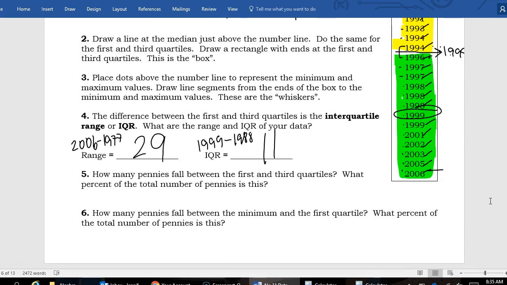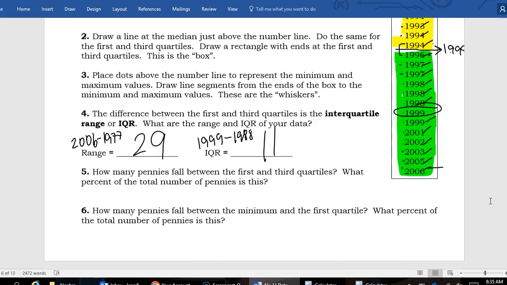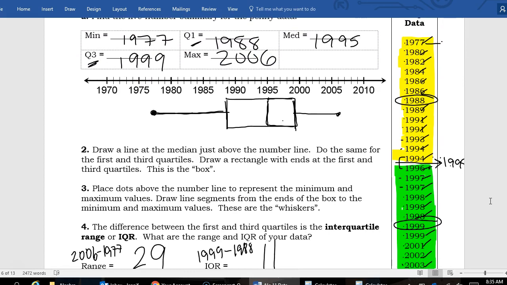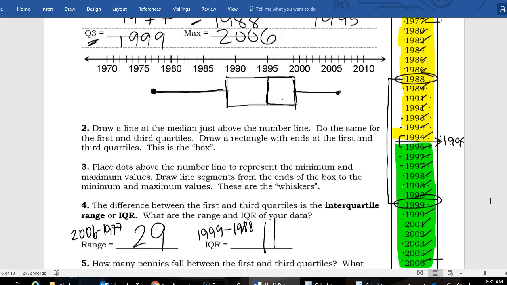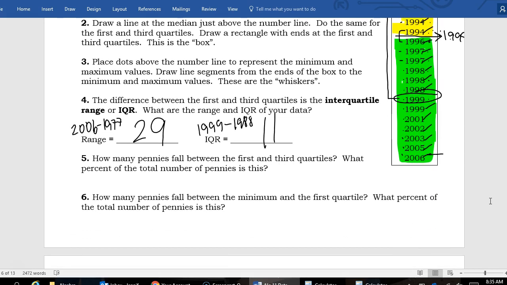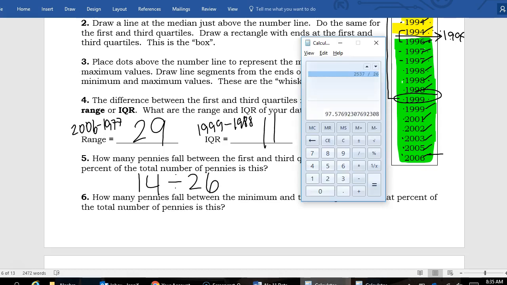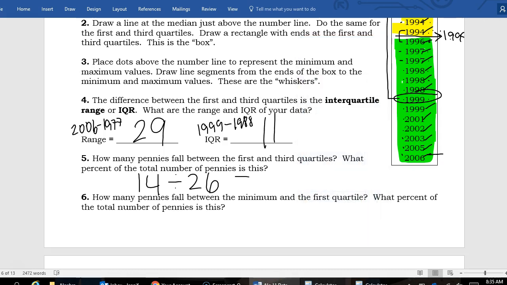Question 5, how many pennies fall between the first and third quartiles? We're just counting between here and here. How many is that? So that is 1, 2, 3, 4, 5, 6, 7, 8, 9, 10, 11, 12, 13, 14 values. And I know that there's 26 values altogether because I counted them last lesson. So if we do 14 divided by 26, we get 54%.